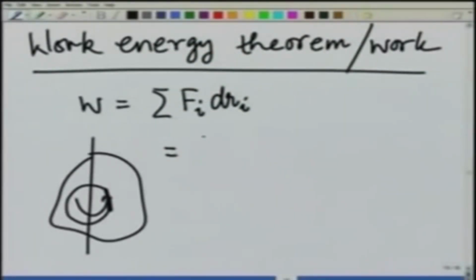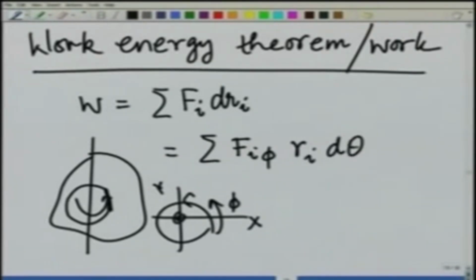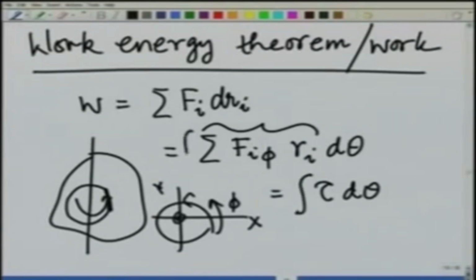So, I can write in this case summation F i phi, where by phi I mean in the sense of cylindrical coordinates, this is phi, x, y and this is the z axis about which this is rotating. F i phi, distance is going to be r i d theta, and this quantity is nothing but the torque. So, torque times d theta is going to be the partial work done. For full work I put the integration.